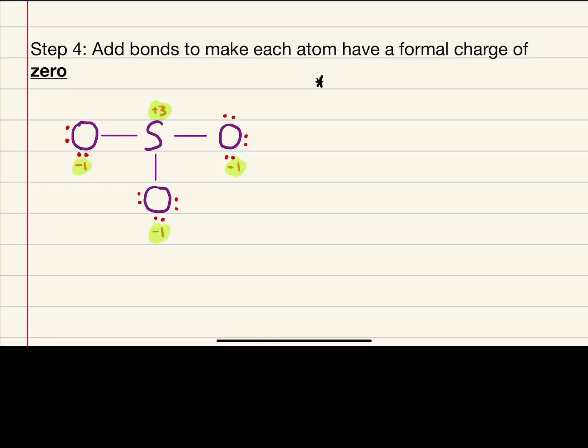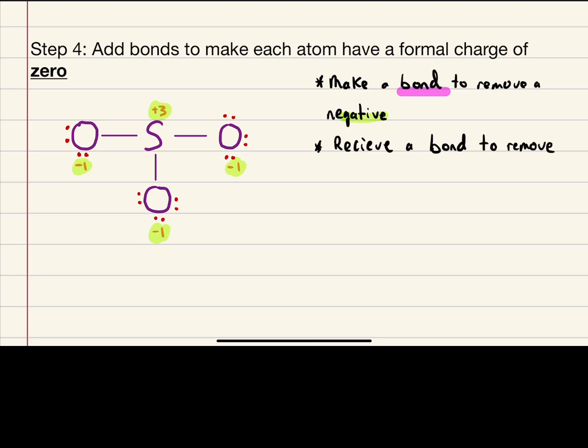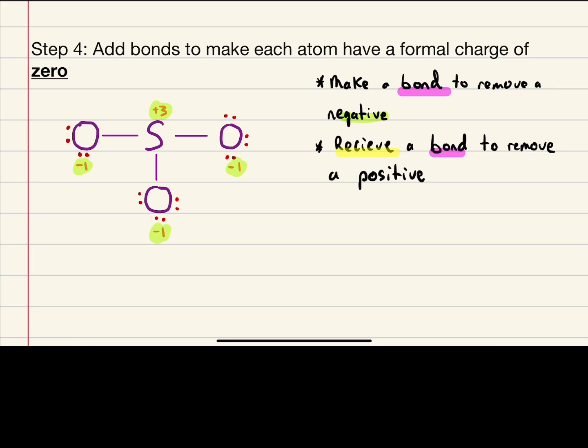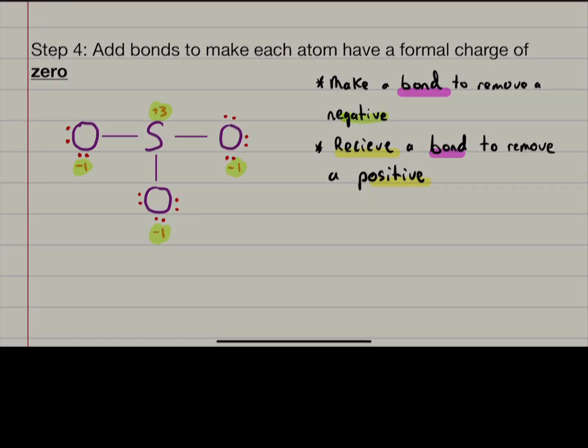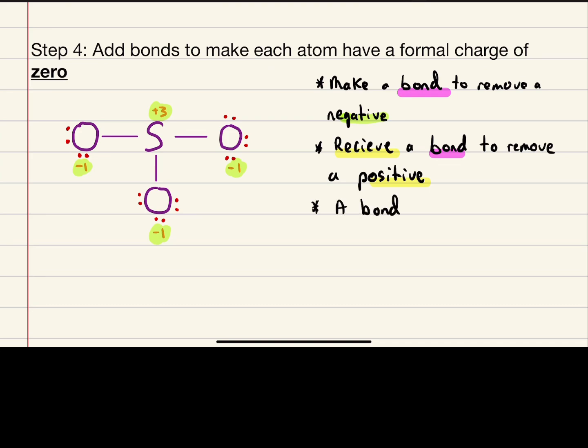Now, since none of the atoms currently have a formal charge of 0, we're going to add bonds to make each have a formal charge of 0, or at least as many as possible. So when we make a bond, that is going to remove a negative formal charge, and we do that with 2 electrons. When we have a positive charge, we're going to receive a bond, and by receiving the bond, we get a negative charge, and that'll make it go back down. Lastly, every bond is going to be made with a lone pair, or 2 electrons side by side.